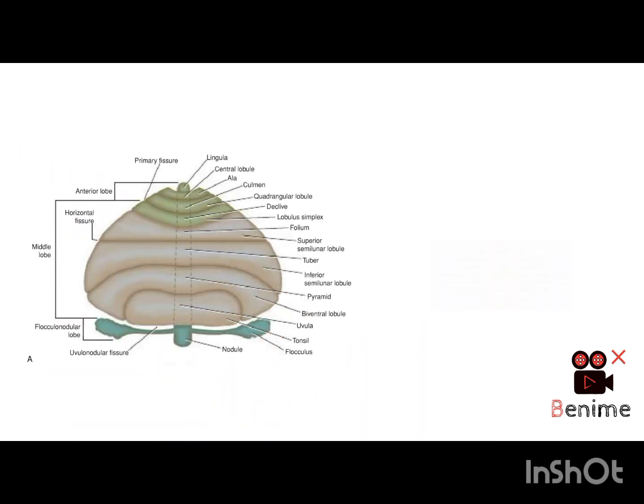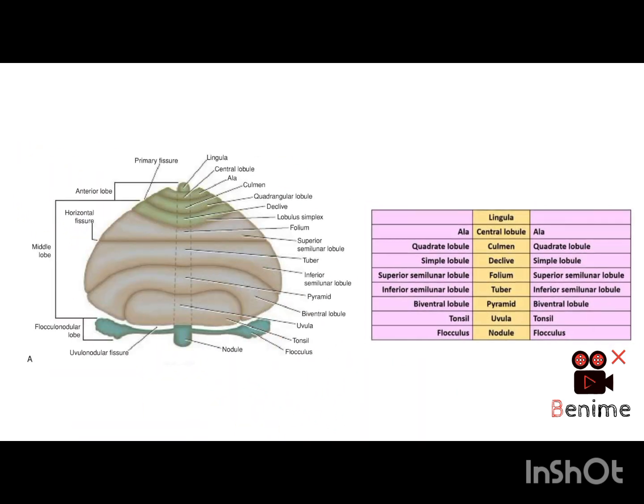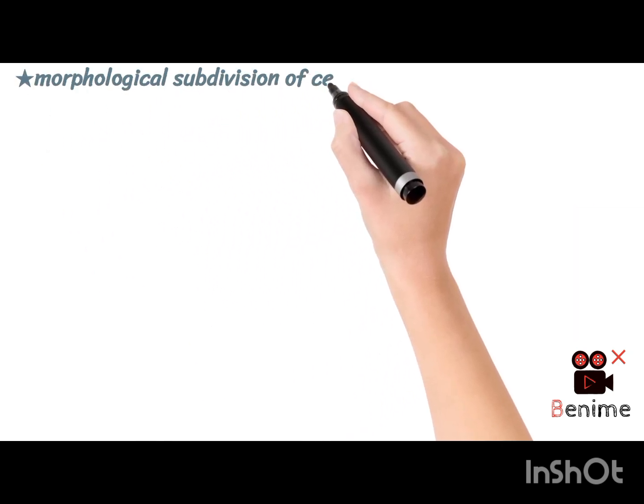Here we can see further subdivision of cerebellum. The vermis of cerebellum consists of lingula, central lobule, culmen, declive, folium, tuber, pyramid, uvula, and nodule. And the cerebellar hemisphere consists of ala, quadrate lobule, simple lobule, superior semilunar lobule, inferior semilunar lobule, biventral lobule, tonsil, and flocculus. Now the morphological subdivision of cerebellum.